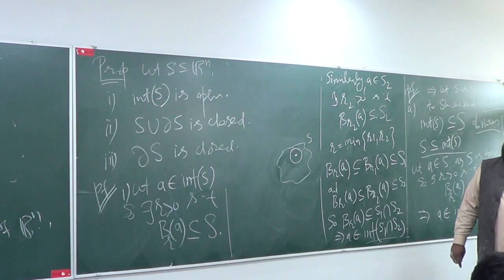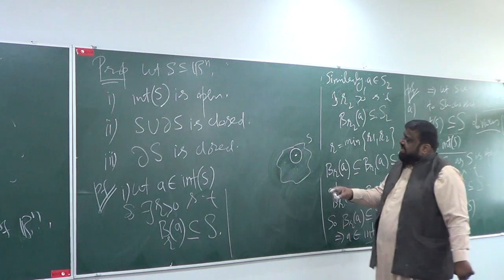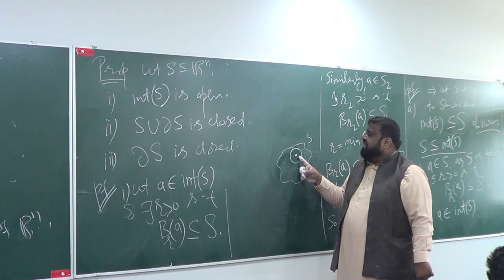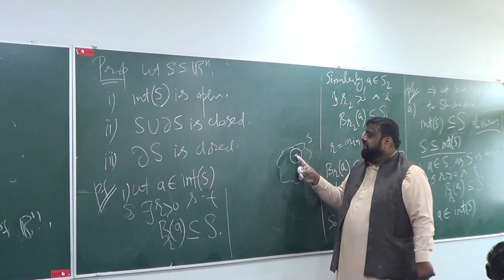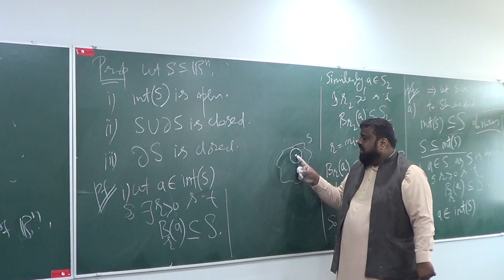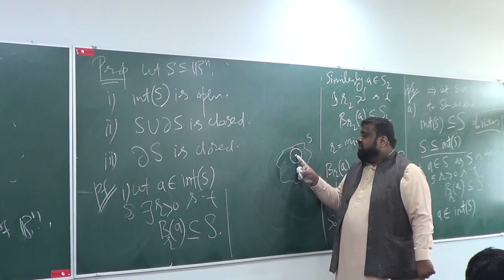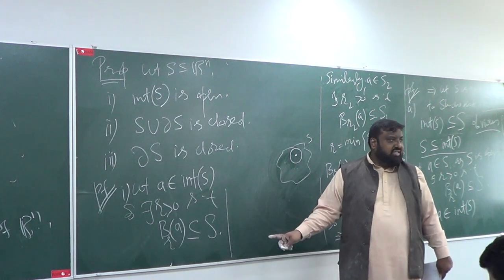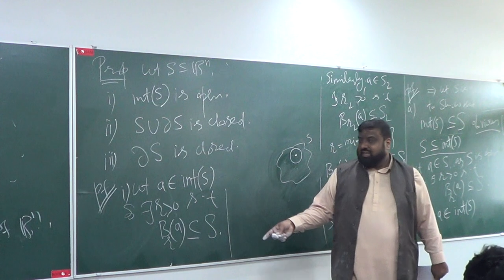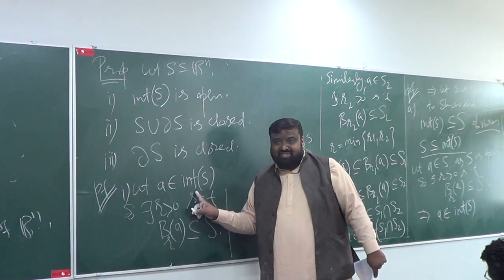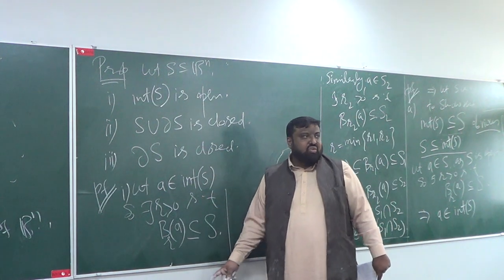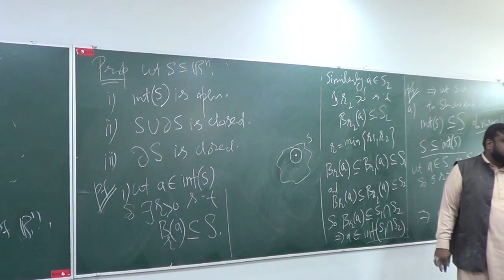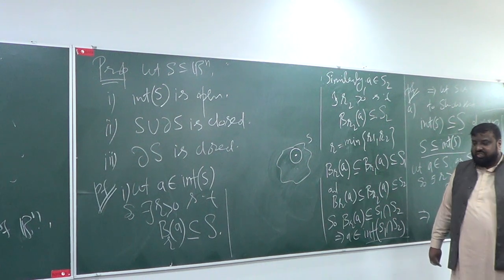Now what I need to show is that, on this point, I can draw a ball. So this ball is contained in S. This is not sufficient. I need to draw a ball that is contained in the interior, not just in S. So how can I do it? What should be the radius that can help us in this situation?